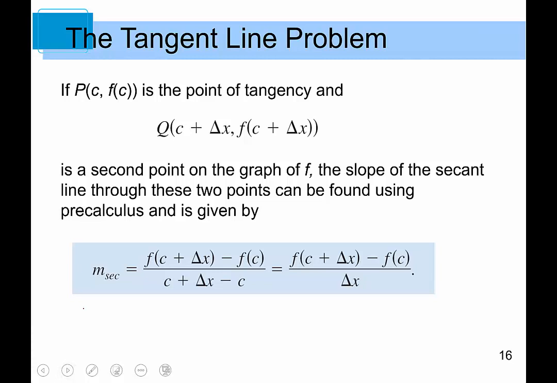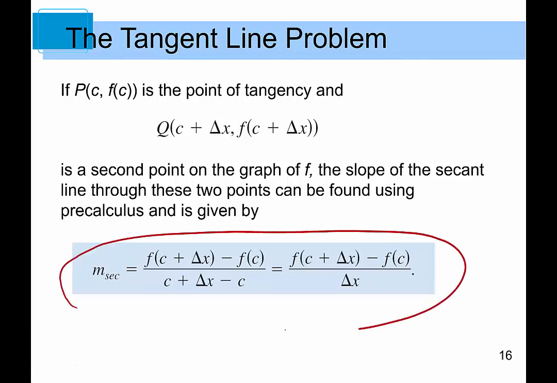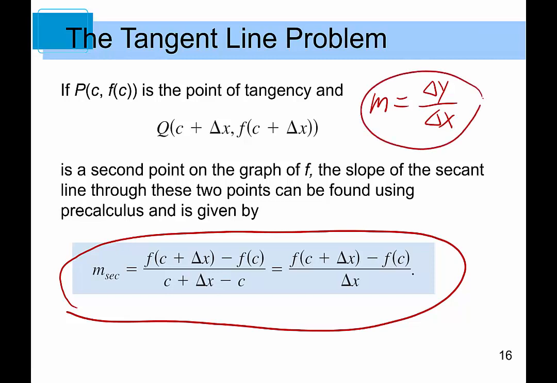That's why we end up with this secant line formula: f of c plus delta x minus f of c over delta x, using the fundamental slope, change of y over change of x, delta y over delta x. That's how we come up with the slope of the secant line.